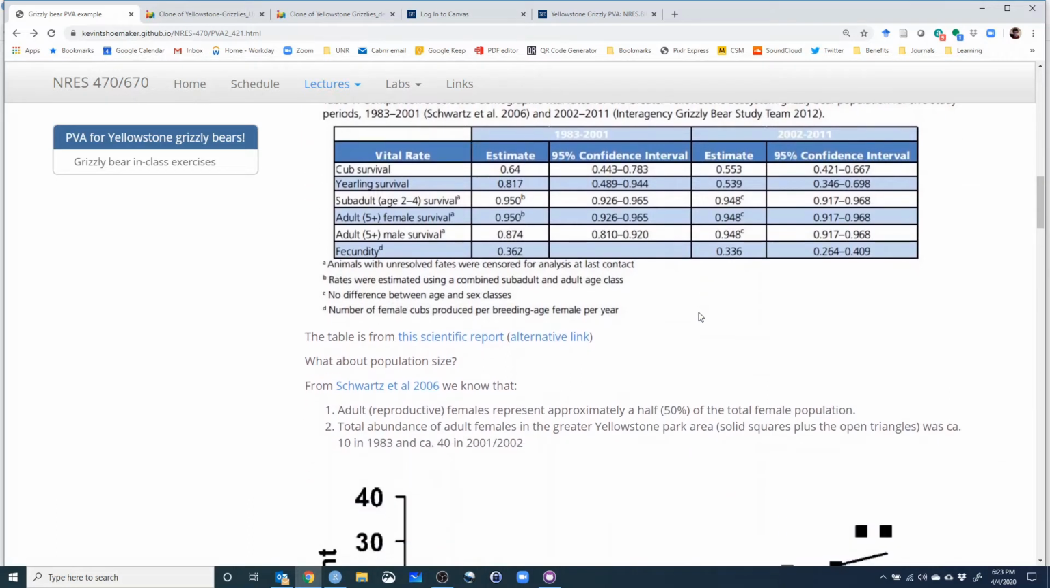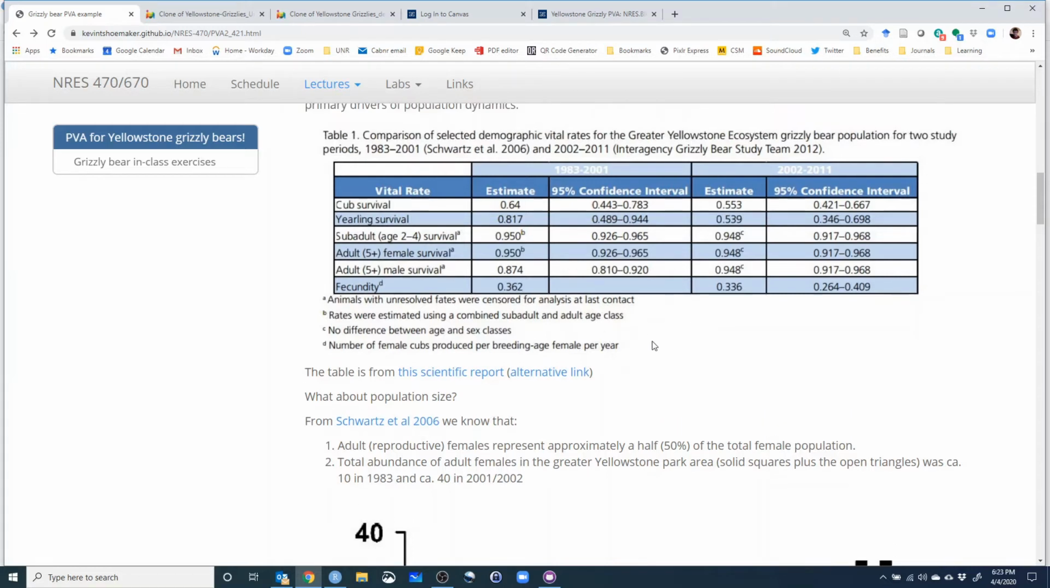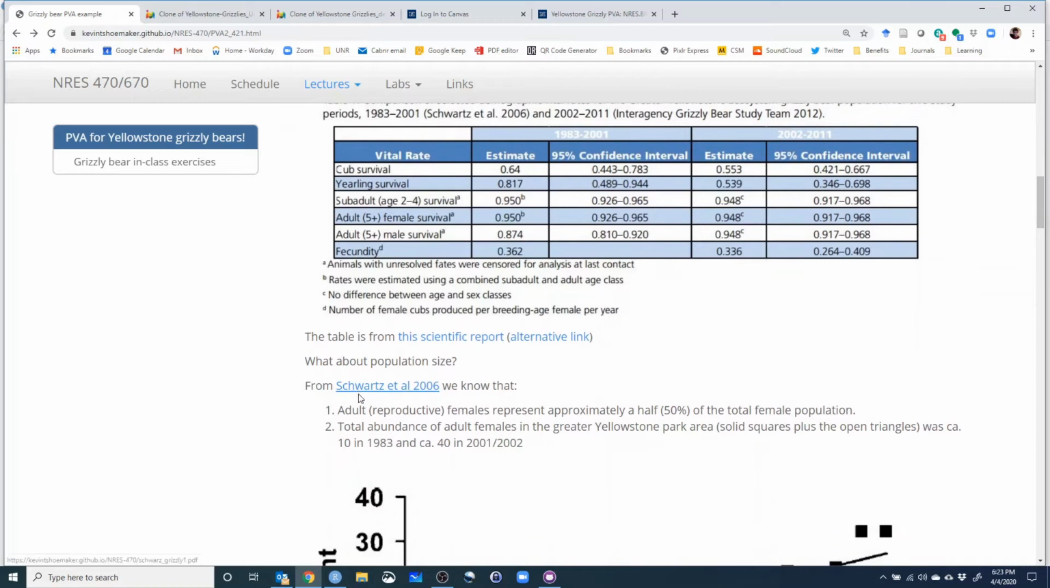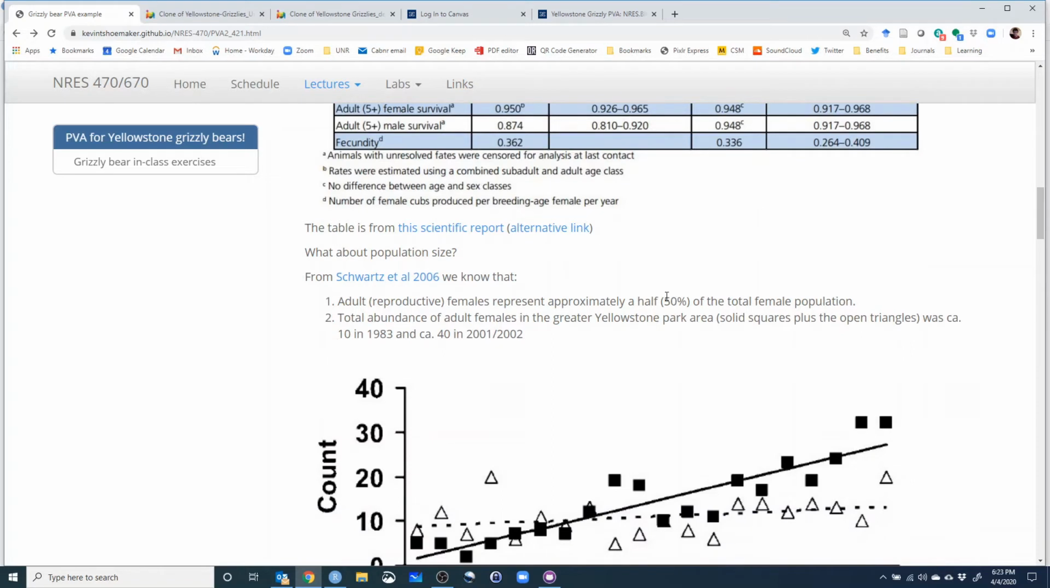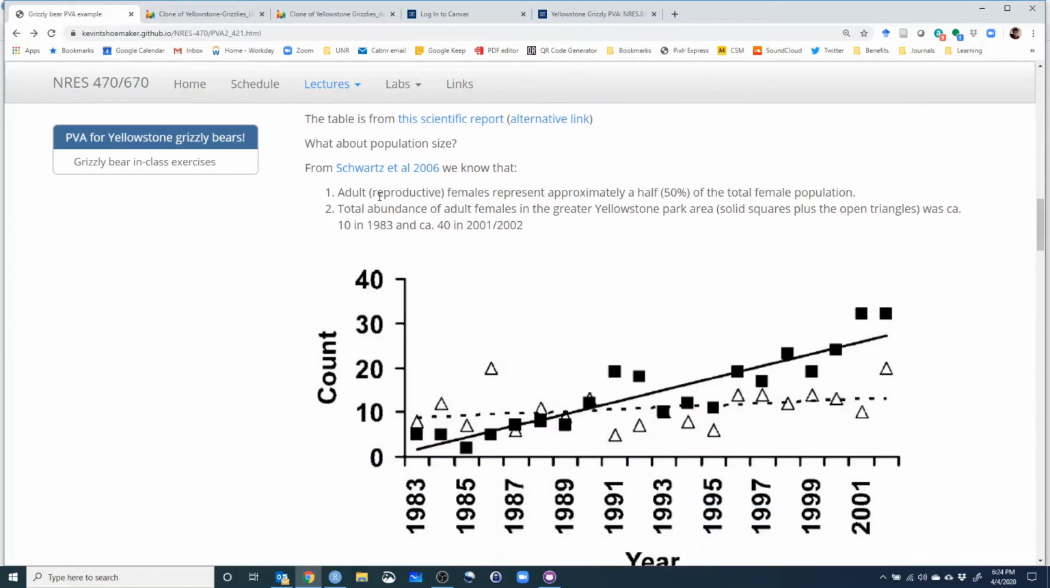We also need, of course, in addition to survival rates, to know the abundance. We need to know how many individuals are out there. All right. And so from the same paper now, we know that adult reproductive females represent approximately half the total female population. That is, the rest would be in subadult or juvenile classes. So about half the total population is in the adult stage, and we know approximately the total abundance in the greater Yellowstone Park area.